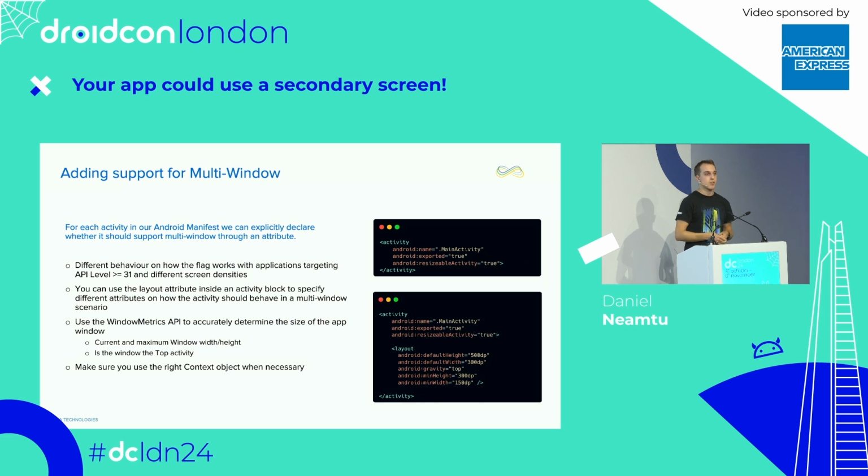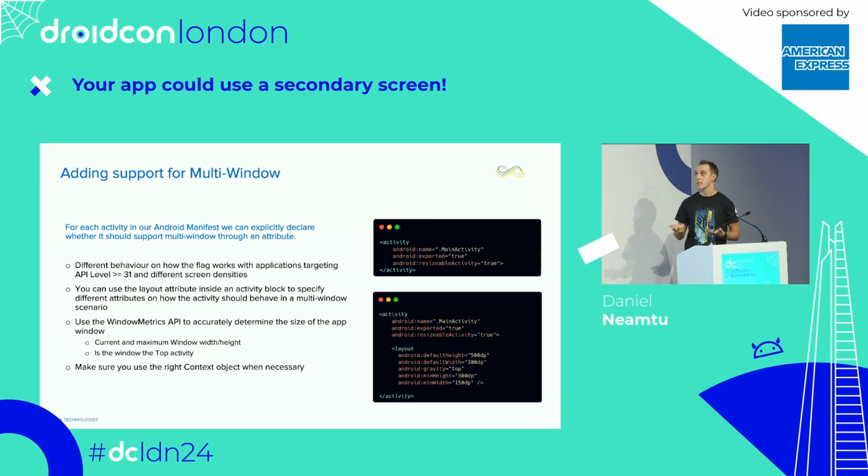In case you explicitly want to declare that you don't want this activity to be optimized, obviously you can do that. You can specify this attribute in the activity tag to be false. Then we have different behavior on how this flag, this attribute, would be used.